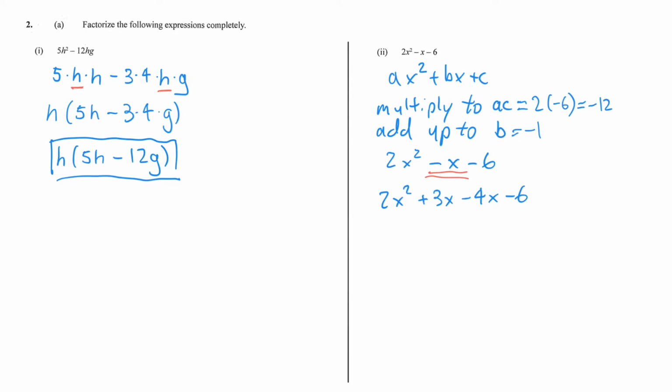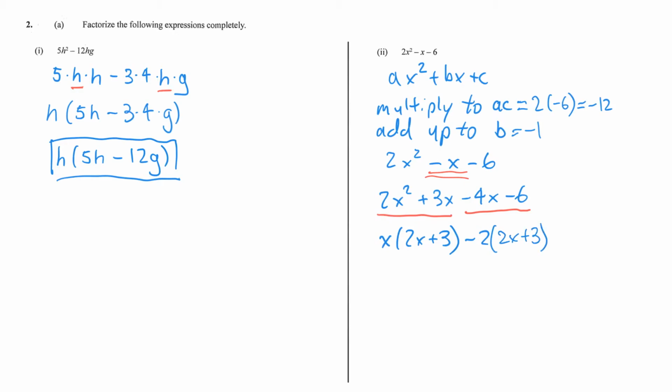We're going to look at these terms in two groups, the 2x squared plus 3x and then the minus 4x minus 6. And what we'll want to do is to factor each of these groups individually. So between the 2x squared and the plus 3x, I have a common factor of x. So pulling that out, we get x times 2x plus 3. In the other group, the minus 4x minus 6 has a common factor of negative 2. Pulling out a negative 2, I get 2x plus 3 remaining.